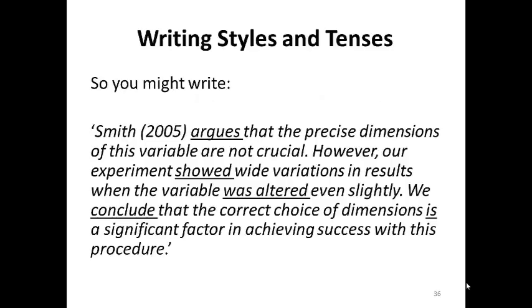So for example, you might write, Smith in 2005 argues that the precise dimensions of this variable are not crucial. However, our experiment showed wide variations in results when the variable was altered even slightly. We conclude that the correct choice of dimensions is a significant factor in achieving success with this procedure. So note that there are different tenses within this one paragraph, as each sentence is referring to a different section or serves a separate purpose from the rest.